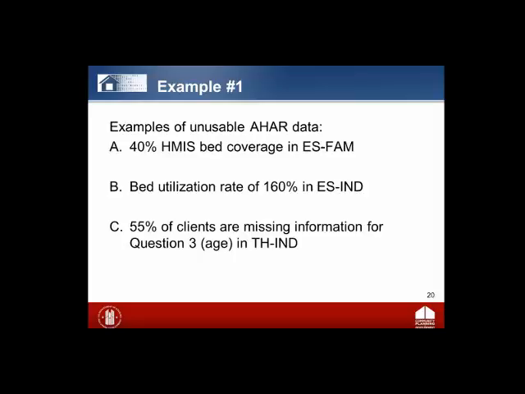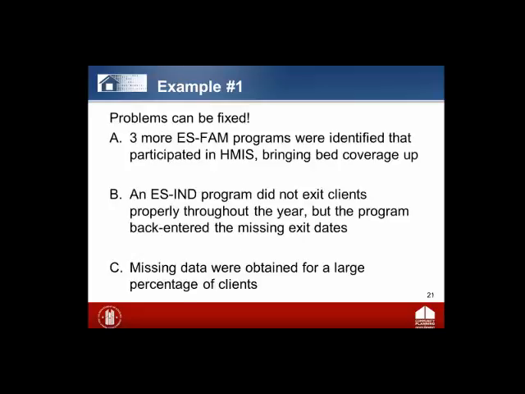Here's an example of a community that has data quality issues in a few categories, which could cause the AHAR category to be unusable. The community has 40% HMIS bed coverage in the ES family category. The bed utilization rate is 160% in the ES individuals category, and 55% of clients are missing information for question 3, age of participants, in the TH individuals category. However, these problems can be fixed.